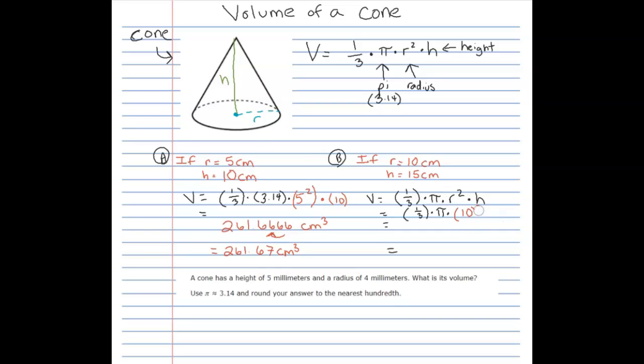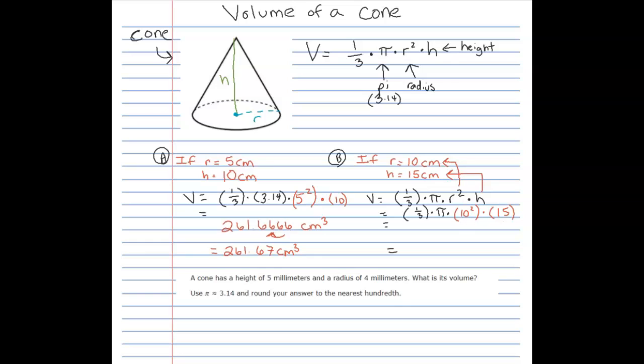Let me do that again. Make sure the square is inside the parentheses. Times the height, which in this case is 15. Again, I'm getting this from here. I'm getting this from here. That's why it's important also to be able to write down what you know. So 1/3, again, I'm doing this in my calculator. I suggest you do the same thing.